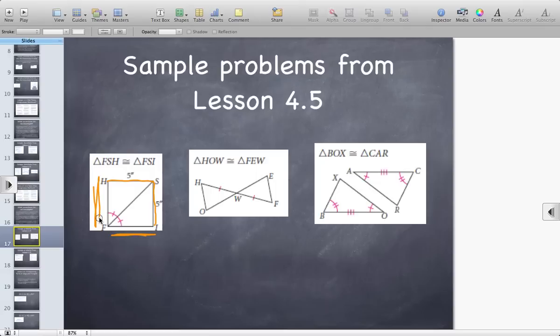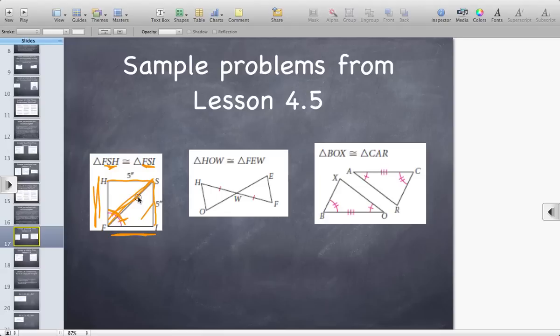So, SH and SI. So far, we have the side. Of course FS is congruent on both triangles because it's a shared side. So FS is working, so we have 2 sides. But notice where the angle is. So we have angle, side, side and angle, side, side.